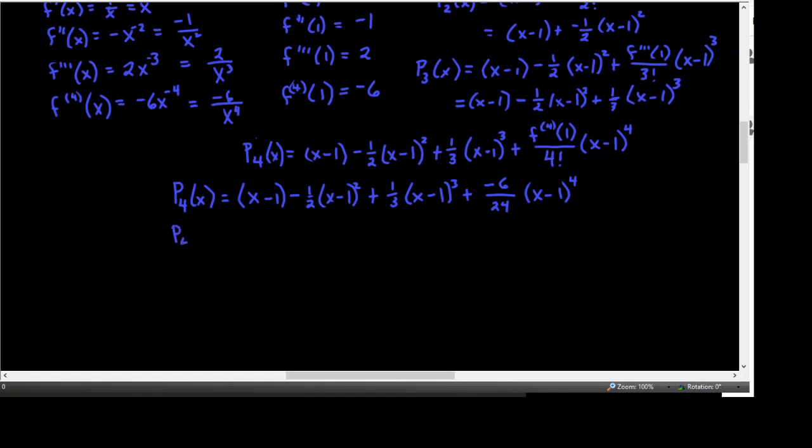And so simplifying, this is x minus 1 minus 1/2 (x minus 1) squared plus 1/3 (x minus 1) cubed minus 6 over 24 reduces to 1/4 (x minus 1) to the 4th.